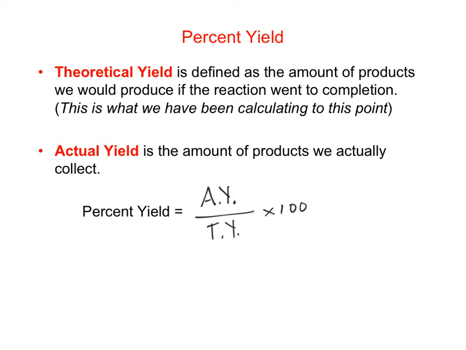If you're ever doing an experiment and you get a percent yield bigger than 100%, then you know something has gone wrong, and you want to go back and look and see what could be causing that problem, because that's not possible.